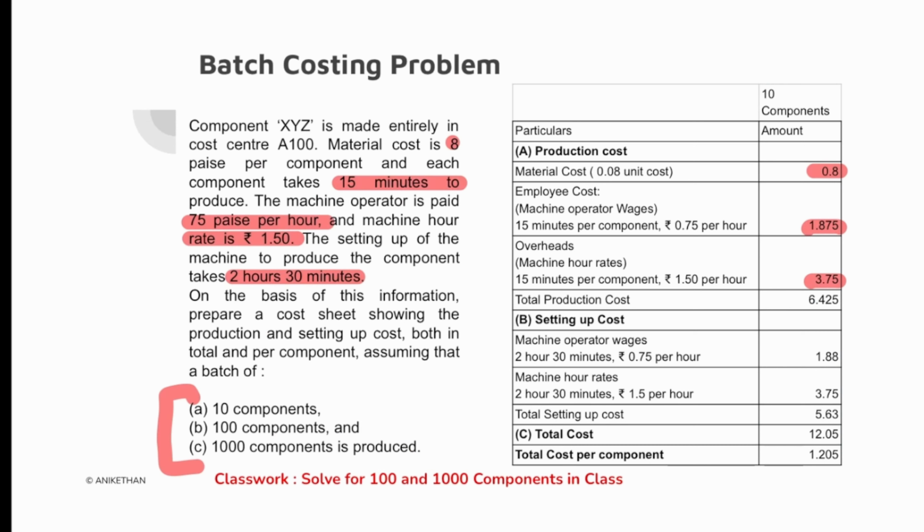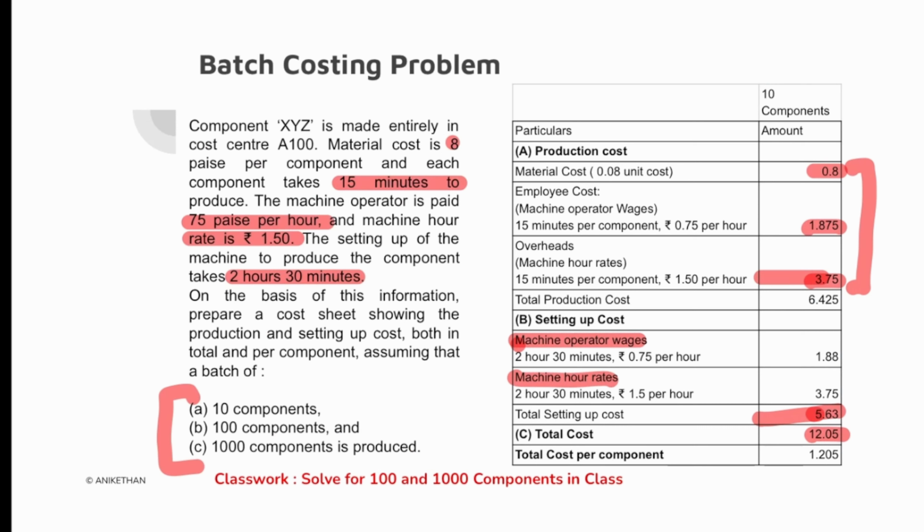Then total production cost, if you add these three you will get total production cost. Next is setup cost. The detail given here is 2 hours 30 minutes is required for setting up. That means for this 2 hours 30 minutes you have to take both machine operator wages and machine hour rate. When you add these two you will get total setup cost 5.63. Add the production cost and 5.63, you will get total cost. This is total cost per batch, 12 rupees. Divide by 10 quantity per batch, you will get 1.2 rupees as a unit cost.